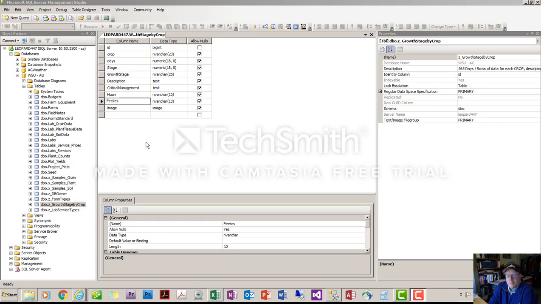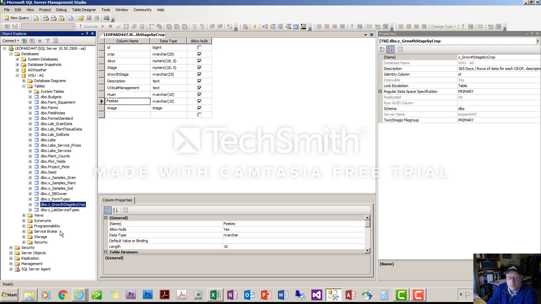Good morning. My name is Keith Curran, and this is a progress report on the Ag Variety Trials database that I've been working on. Today, I'm briefly going to speak about a new table and its role. It's called Growth Stage by Crop.